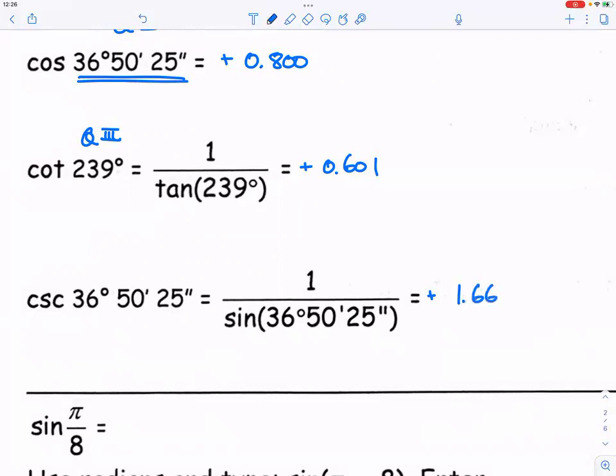You get 1.668 as your ratio. Okay, very good. Any question?